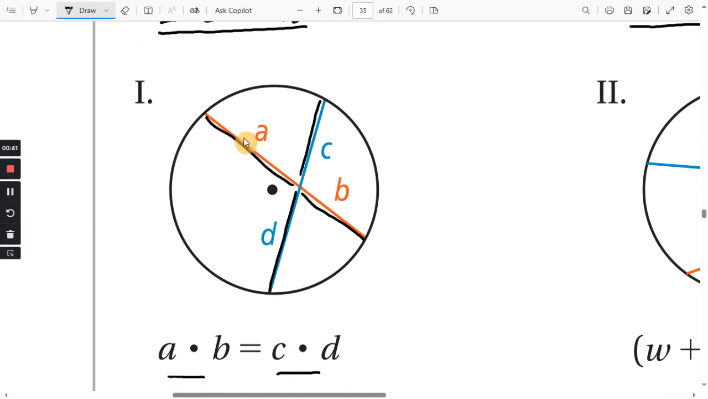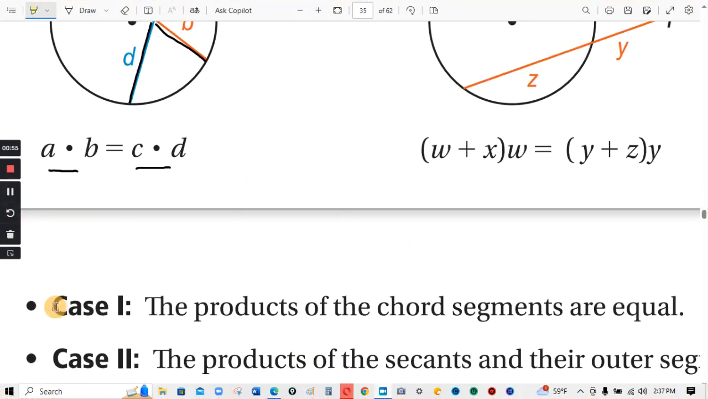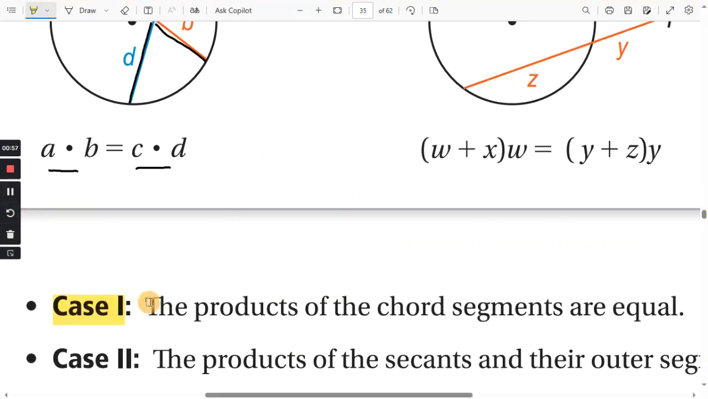So you just take the two pieces or segments of the chord, multiply each one, and set them equal to each other. All right, so that is case number 1. In case number 1, the products of the chord segments are equal.